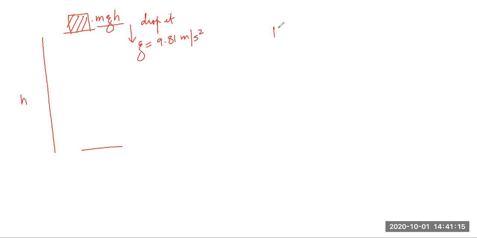Kinetic energy. The potential energy gradually, slowly, not immediately, gradually potential energy will be converted to kinetic energy. Suppose students, the book comes here in the center. So it has half mgh because height is half. So its potential energy is also there, and some kinetic energy is also there, whatever is the velocity of the book under the free fall.